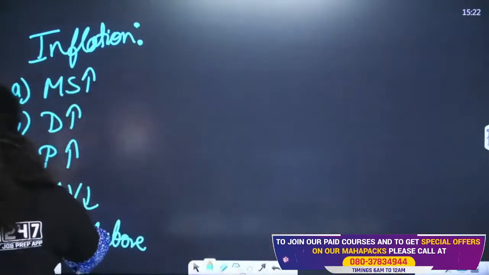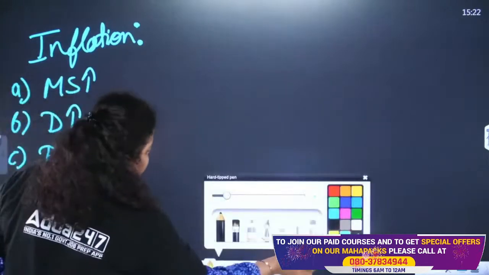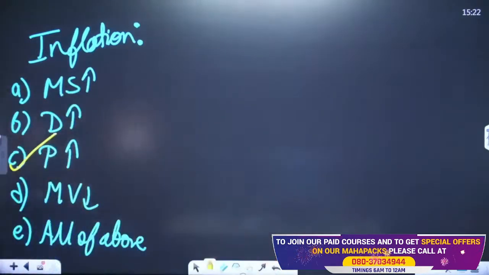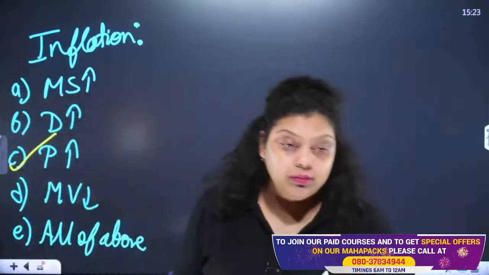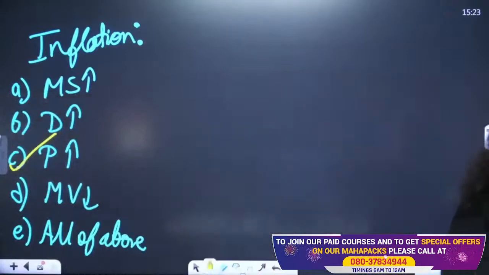So whenever the prices of goods and services are rising, that creates inflation. So the right answer is that prices increase. An increase in the prices of goods and services is what inflation is. Okay. Now what happens when we are talking about inflation?